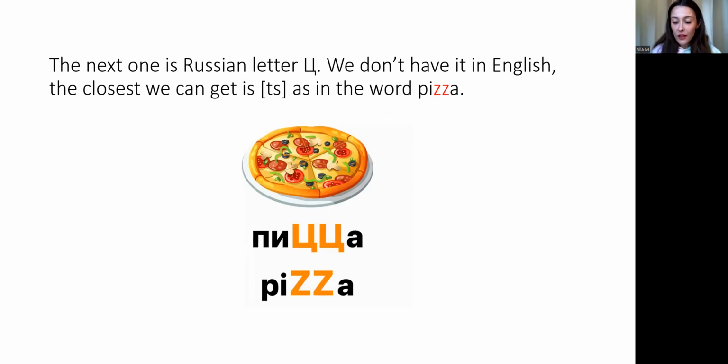The next one is Russian letter C. Again, we don't have it in English, unfortunately. The closest we can get is C, as in the word pizza, right? So here we go. You have this sound in the word pizza. In Russian, I say it like pizza, C. So C, C, and the mnemonic for this sound is pizza. Big shout out to my Italian students. I love you guys. Let's move to the next sound.